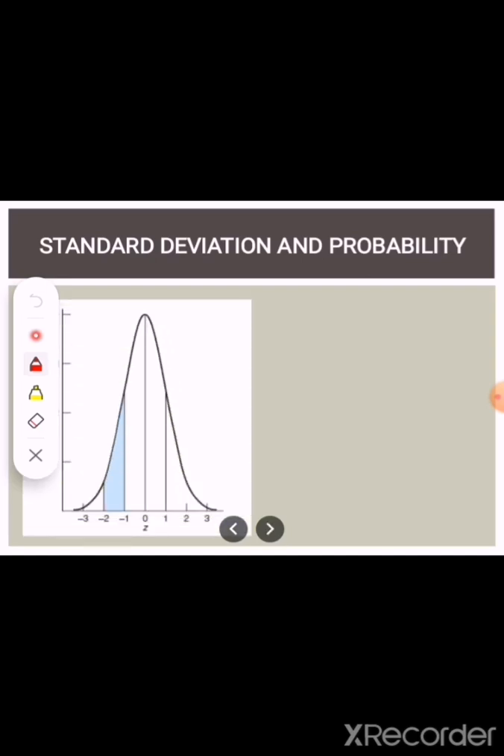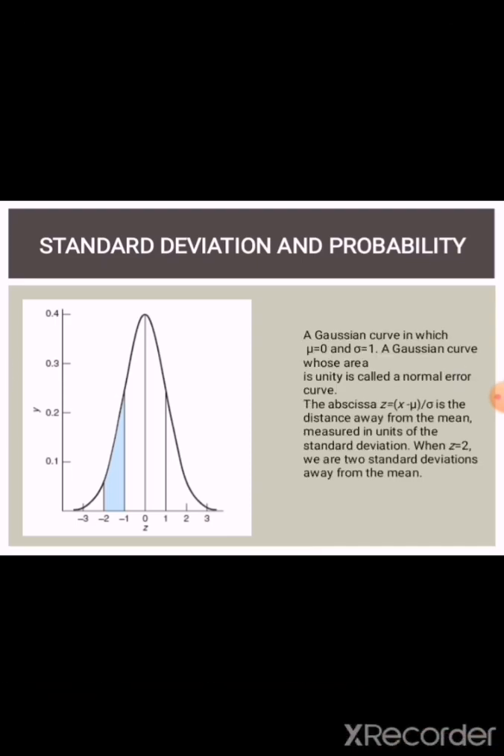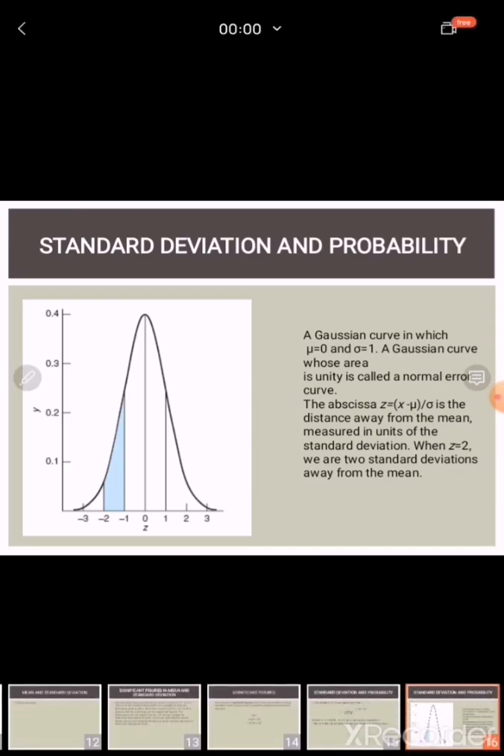Okay, so for example, we have this Gaussian curve in which the population mean is equal to 0 and the population standard deviation is equal to 1. So on the right side, we have an interval of 1 since yun yung ating standard deviation. We have positive 1, positive 2, and positive 3. Also, to the left, meron tayong 1 standard deviation each, negative 1, negative 2, and negative 3. Okay, a Gaussian curve whose area is unity is called a normal error curve.